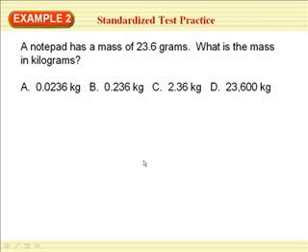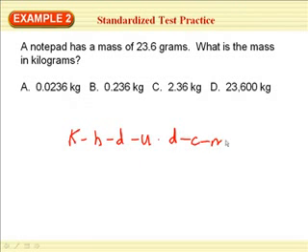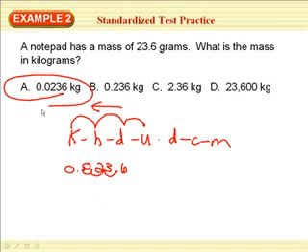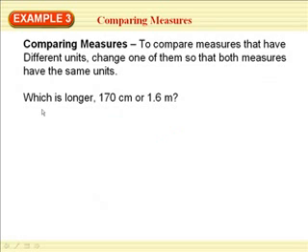Okay, example number 2. A notepad has a mass of 26.6 grams. What is the mass in kilograms? So basically we're changing from grams to kilograms. King Henry died unexpectedly drinking chocolate milk. We start at grams and we move it to kilograms. 1, 2, 3 this way. So 23.6, 1, 2, 3 would match up with A. So the answer to that is A.